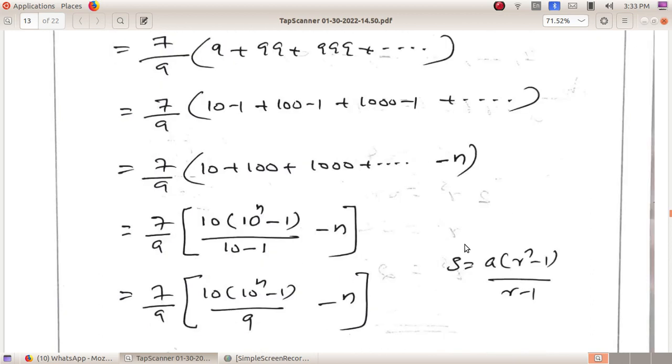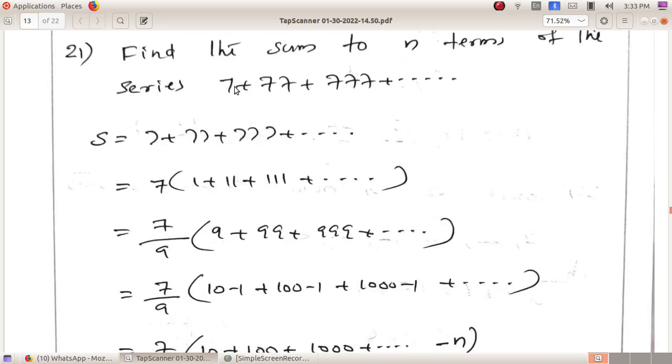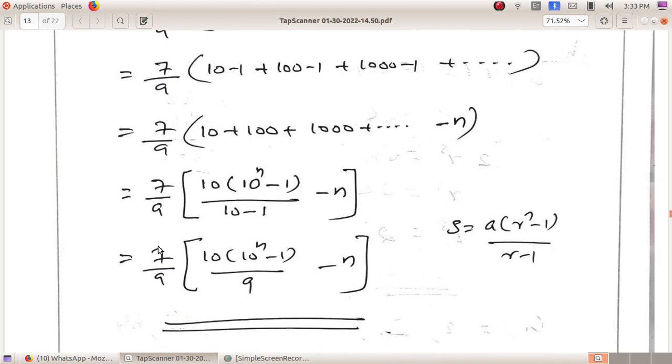We know the formula S equals a(r^n minus 1) divided by (r minus 1). This is the sum to n terms of a GP. a means the first term. What is first here? 10. r means the common ratio: 10, 100, 1000, 10,000. So r is 10, since 10 is multiplying to each number. So a is 10 and r is 10: 10(10^n minus 1) divided by (10 minus 1), minus n. That is all about the answer. 10 minus 1 is 9. So this is the answer. If it is 5, 55, 555, then what will be the answer? Here it is 5 by 9. That's all.